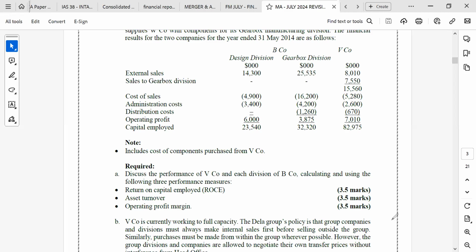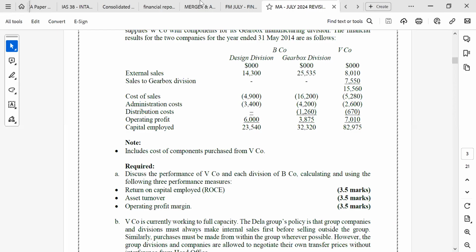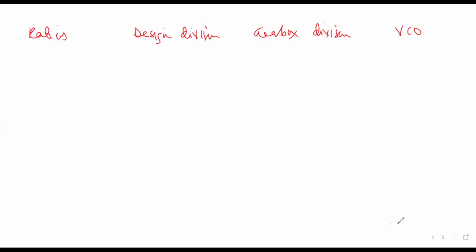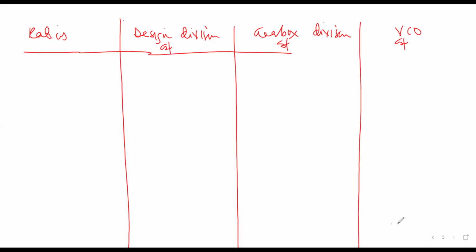So we have the design division and the gearbox division. Then we have the other company also, which will be the vehicle. So you just have this over here and bring those ratios, and you can put a currency sign here and move on.